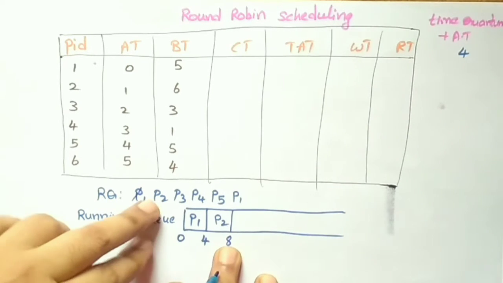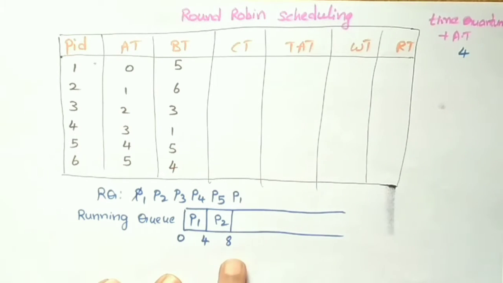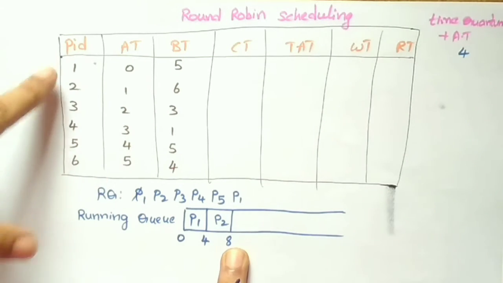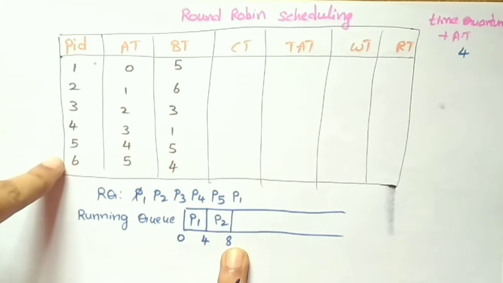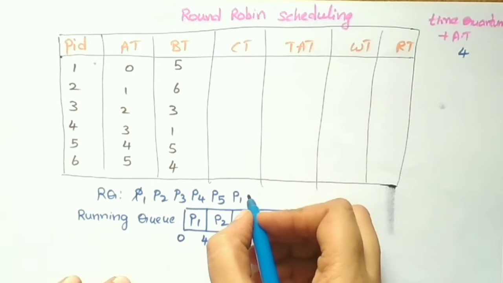Next P3. Sorry, we have to check the arrival time each and every time here. That is 8. So at arrival time 8, all the processes have entered the ready queue. Only P6 is left here, right? So we are going to write this: P6.